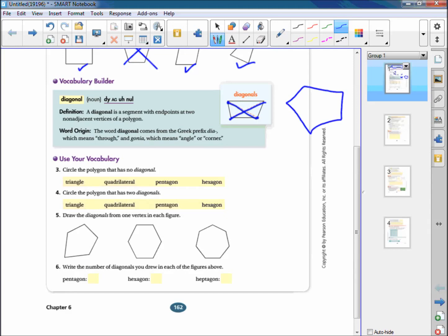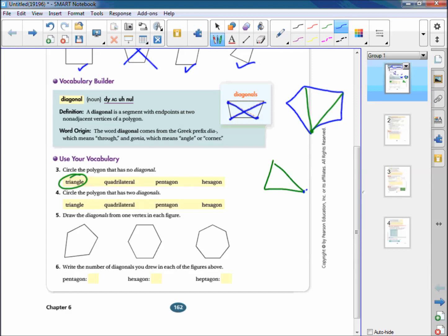Now, if you have a pentagon, each vertex has 2 diagonals. All right, so the word's origin: the word diagonal comes from the Greek word dia, which means through, and gonio, which means angle. So a through angle or a corner angle. Circle the polygon that has no diagonal. It's going to be a triangle. A triangle has 3 sides, and if I try to go through it to another vertex, I just end up on the same side, one of the sides.